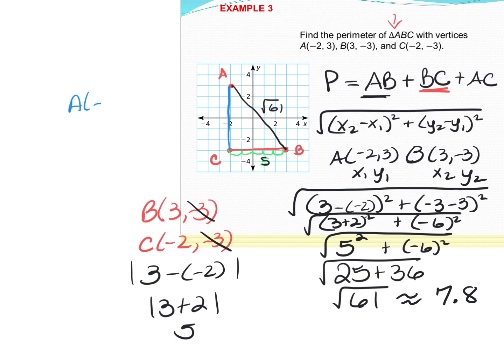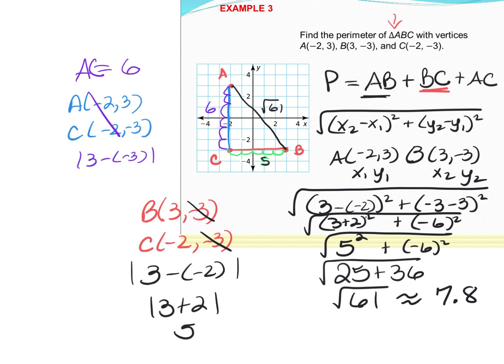Ordered pair for A, -2, 3. C, -2, -3. Or count the little squares. So I could also count 1, 2, 3, 4, 5, 6. AC has a length of 6. Or get rid of the part of the ordered pair that's the same, and now do 3 minus -3. That turns into 3 plus 3. And notice it's the same answer when I subtract.